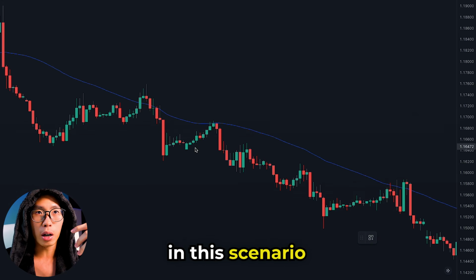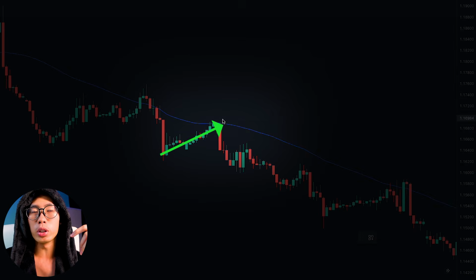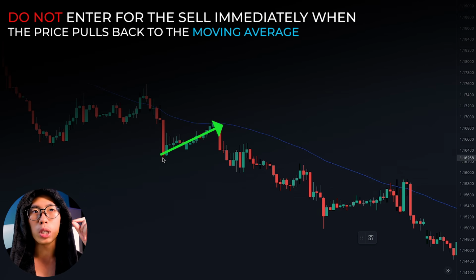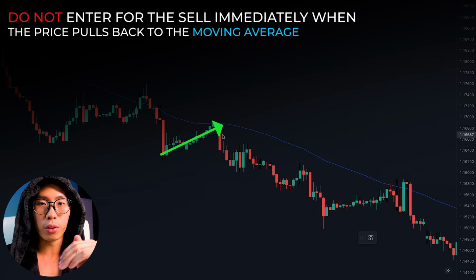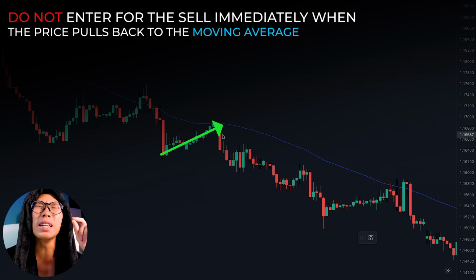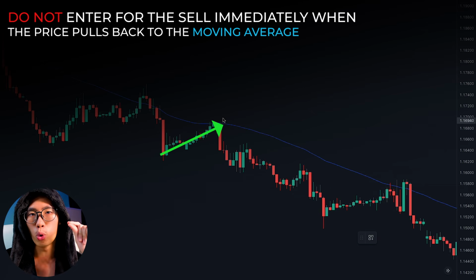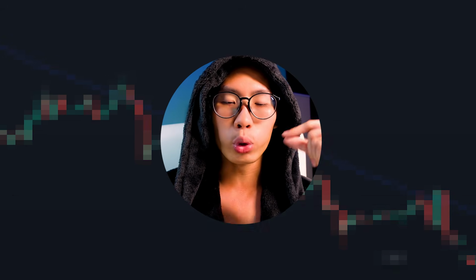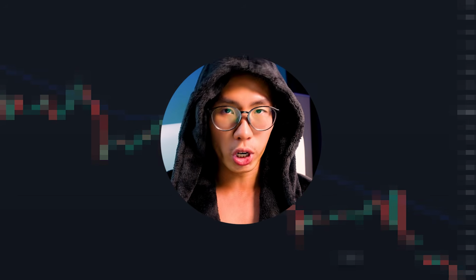You can see in this scenario, let's say that price pulls back all the way up to this moving average, and the moment price pulls back to the moving average, you do not want to enter for a sell yet. Let me repeat myself. You do not want to enter for a sell immediately when the price pulls back to the moving average. What you want to do instead is wait for a bearish price rejection. You want to see signs that price is rejecting the moving average and it's going to continue to head back down. Then that is when we can enter for a sell.